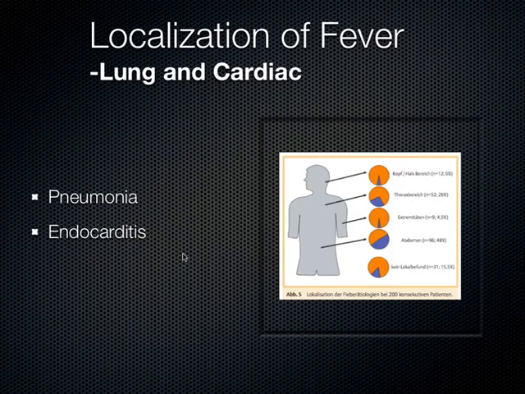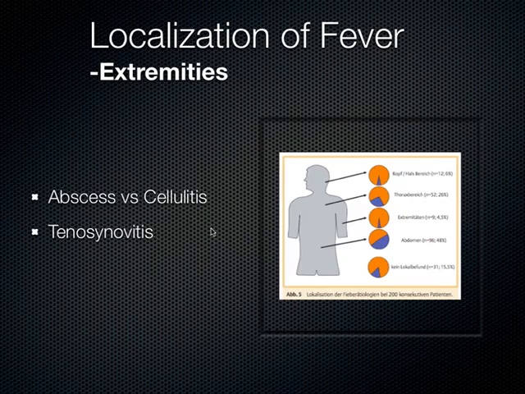Moving on to the lung and the cardiac regions, we talked about the hepatitization that we can see with consolidation or pneumonia, and also with endocarditis, you saw one very poor example of a vegetation seen on the mitral valve. We can also see infections causing fever in the extremities, all over the extremities, from the joint spaces to the soft tissue, and also in the tendon sheaths as well.